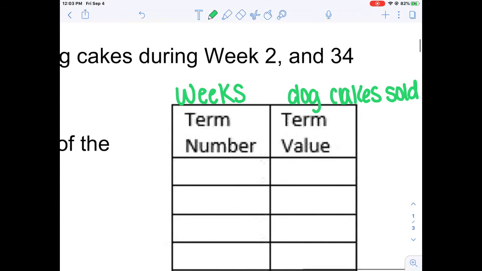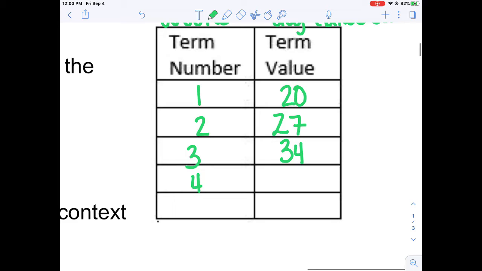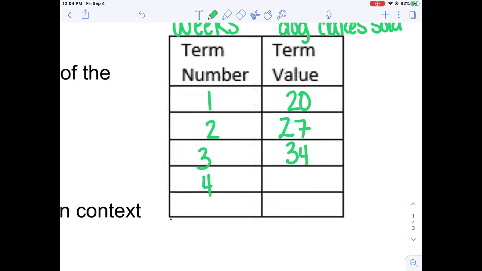So during the first week of operation, week 1, they sold 20 dog treats. Week 2, 27. Week 3, 34. Week 4, hopefully you are noticing the pattern here and that we are increasing by 7. So we have 41, and on the 5th week, 48 dog treats.